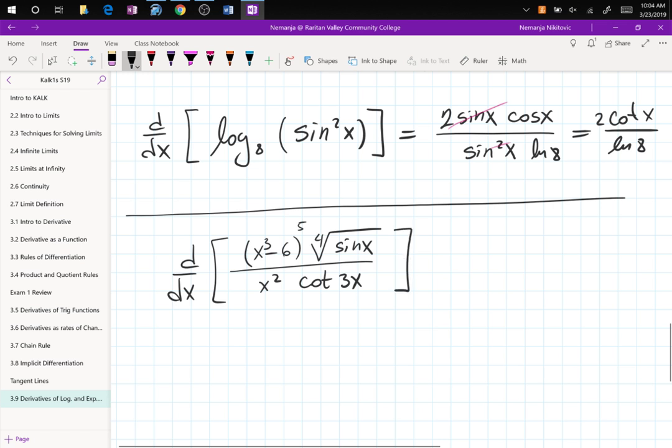This would be a living nightmare to do with conventional methods, right? Because what you have there is a quotient rule problem. But if you take a look, both numerator and denominator have product rules each, and then each one of these terms is a chain rule. So you have 3 chain rules, 2 products, and a quotient.